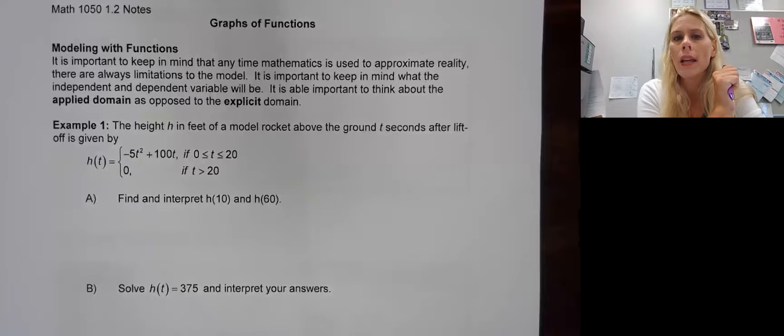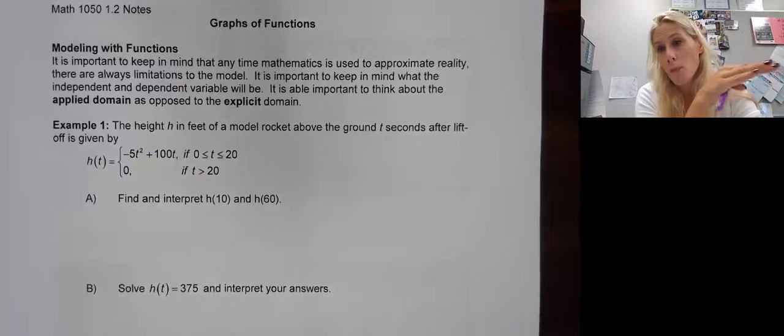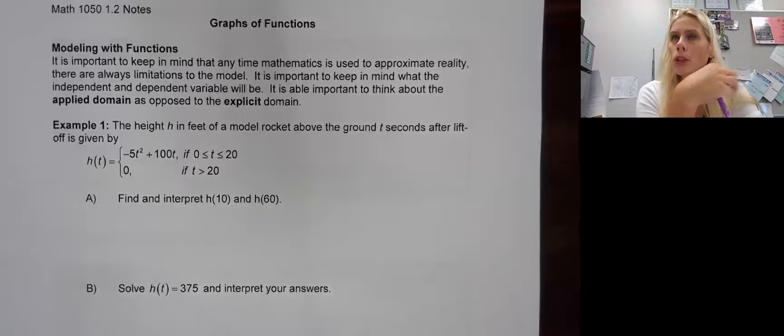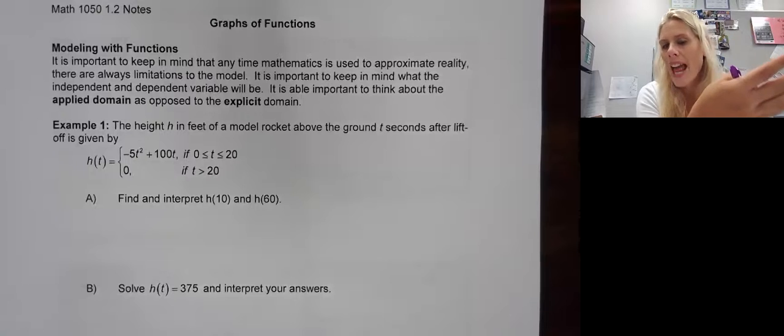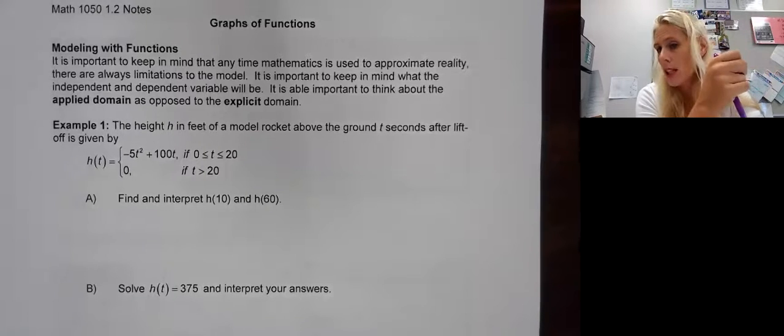It is also important to think about the applied domain as opposed to explicit domain. So explicit meaning that if we were just looking at the equation, it would go off in both directions, usually. But if we're talking about an applied domain, so think about time. If we graphed anything over time, would we use negative numbers for time? No, we can't go -2 seconds. So we have a certain domain from 0 to whichever time we elapse.